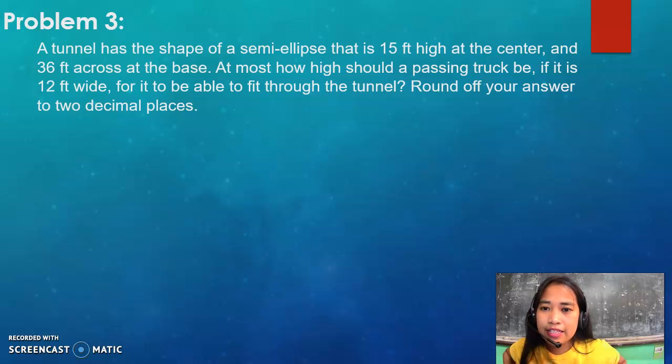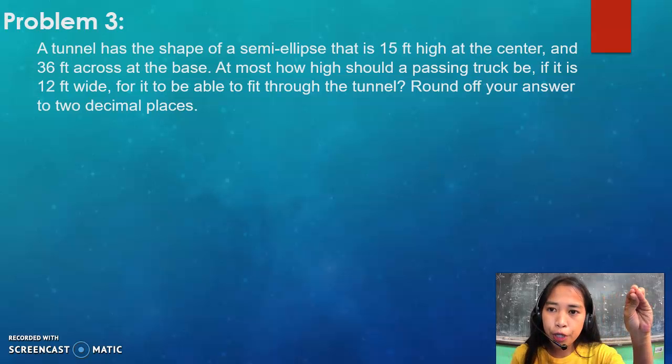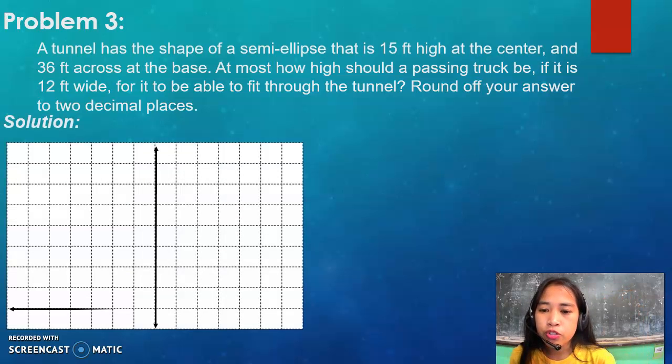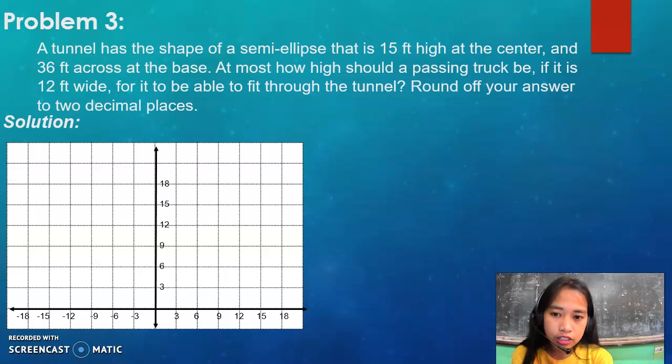A tunnel has the shape of a semi-ellipse that is 15 feet high at the center and 36 feet across at the base. At most, how high should the passing truck be if it is 12 feet wide for it to be able to fit through the tunnel? So round off your answer to 2 decimal places. Okay, so this is just similar to the previous example in problem 1. So again, first you're going to construct the semi-ellipse in the Cartesian plane with the center at the origin.